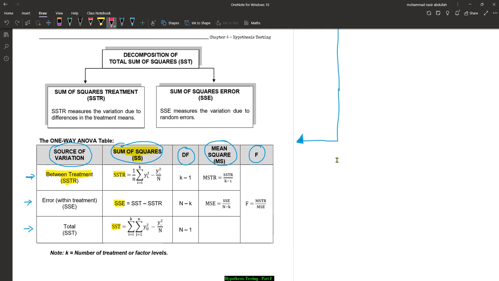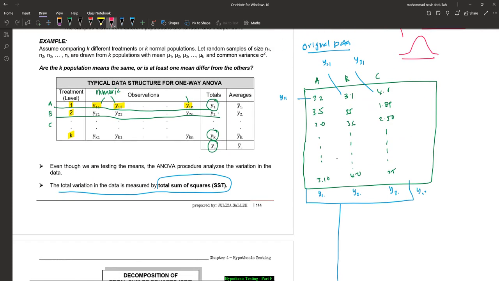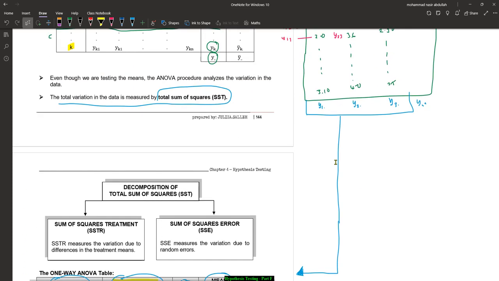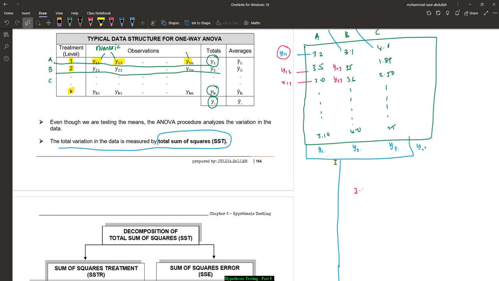Right? So Y1 dot means that, remember, dot means this is the observation. Y11, Y12, Y13 and so on. This one Y22, Y23 and so on. So we will take Y1 dot square, which means here the value is 3.2 square plus 3.5 square plus 2.0 square plus until the first row, the first group, finishes, until 3.10 square.